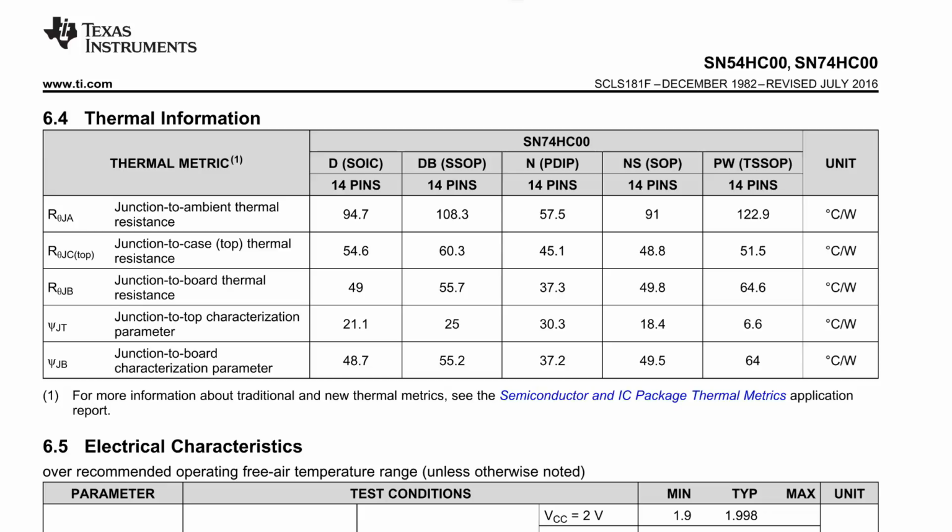It's 45 degrees C per watt. So if your chip was dissipating 1 watt of power, there would be a temperature differential between the internal junction and the top of the case of 45 degrees. So let's just say the top of your chip happened to be measuring 45 degrees Celsius. Well, that's not what the temperature of your silicon die inside is at.